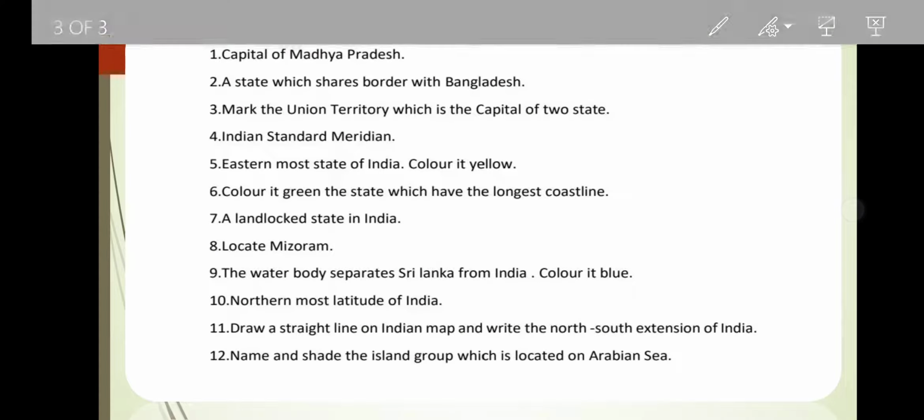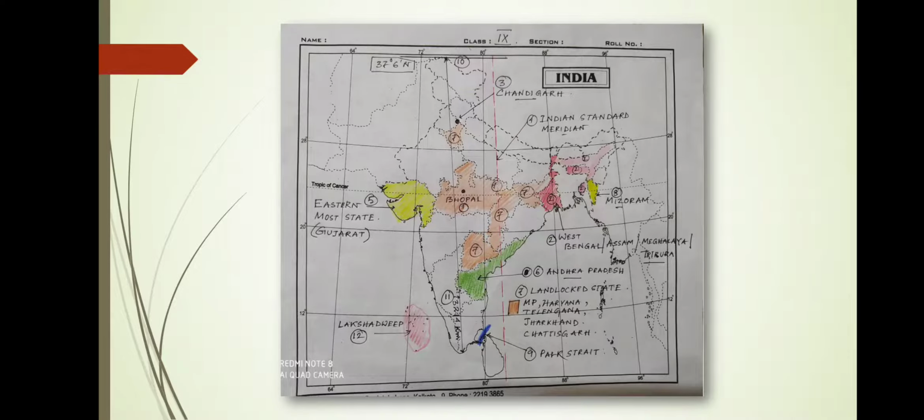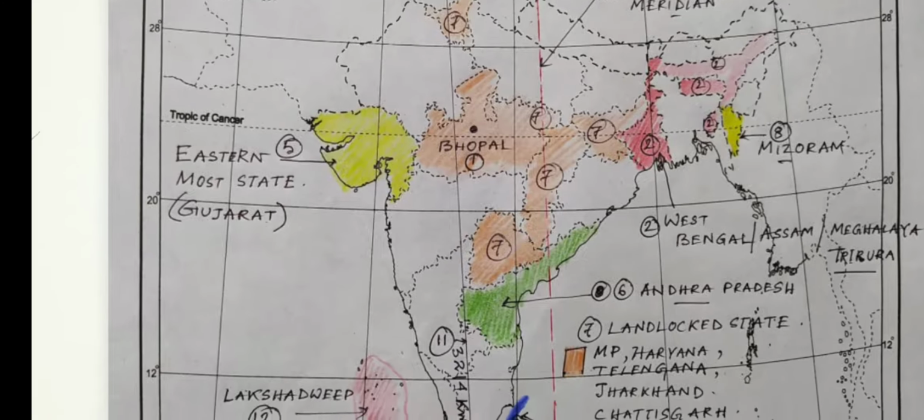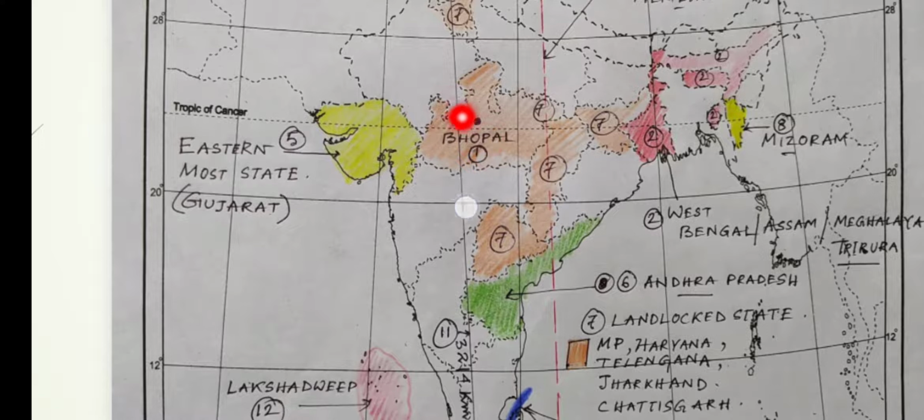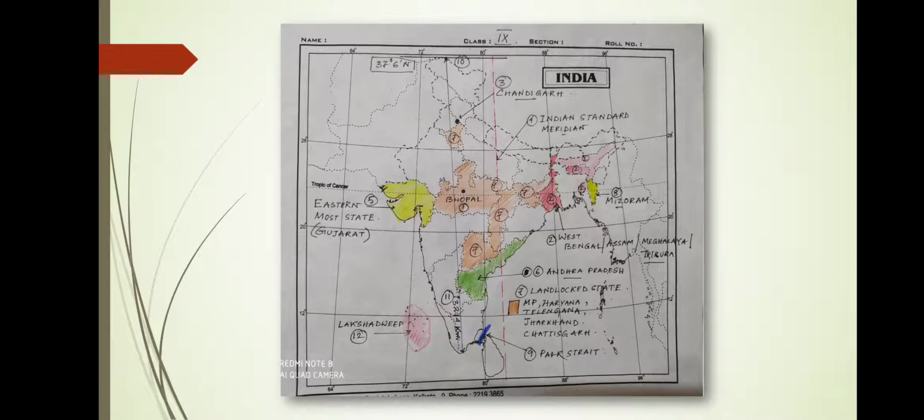So in the first question you can see the capital of Madhya Pradesh. Which one is the capital of Madhya Pradesh? The capital of Madhya Pradesh is Bhopal. See, in Madhya Pradesh, I have marked Bhopal over here, and I have given number 1 for Bhopal. So this state is Madhya Pradesh and its capital is Bhopal. This is the solution for the first question.